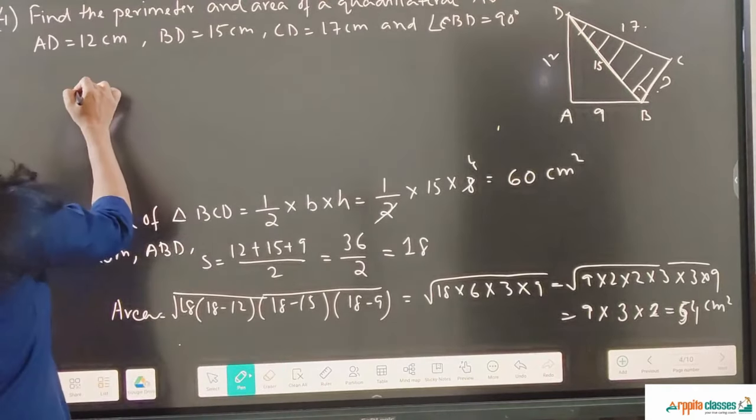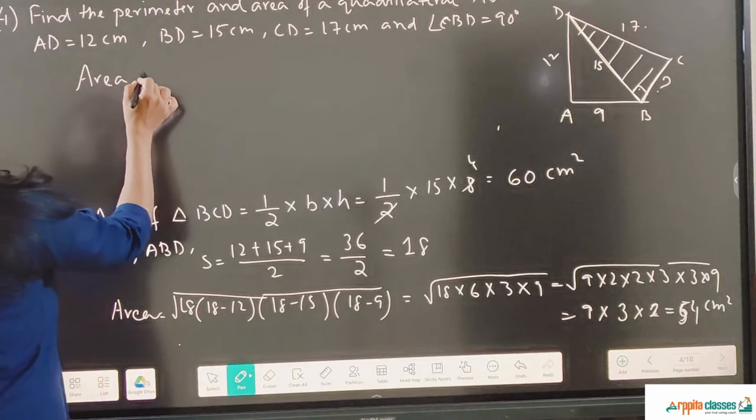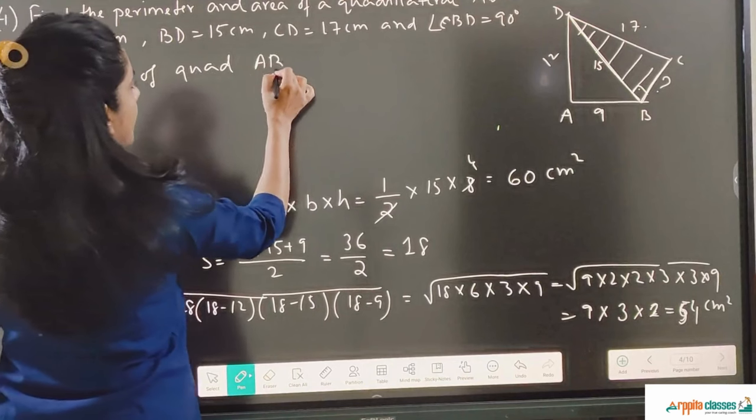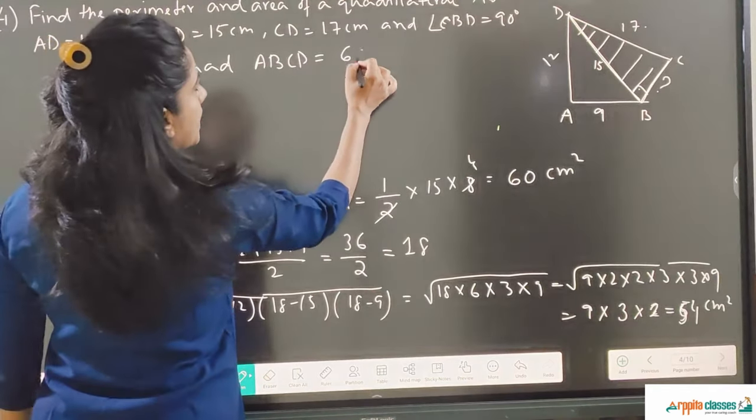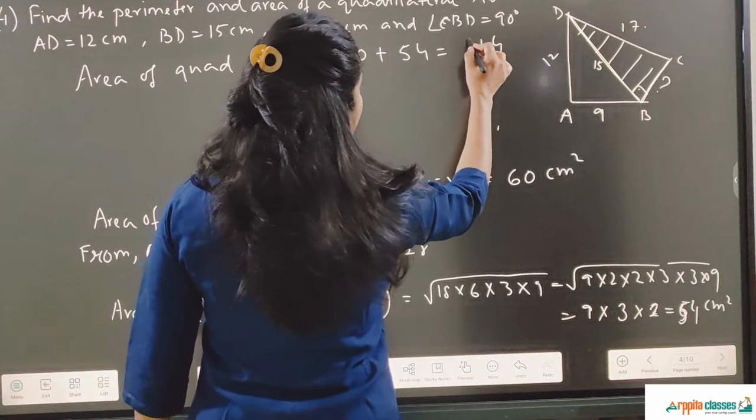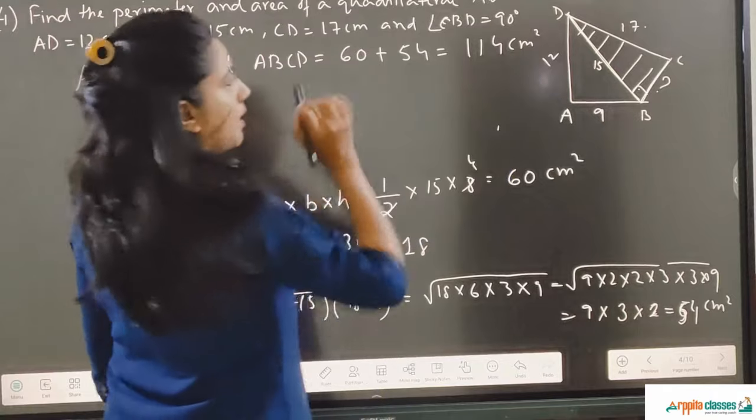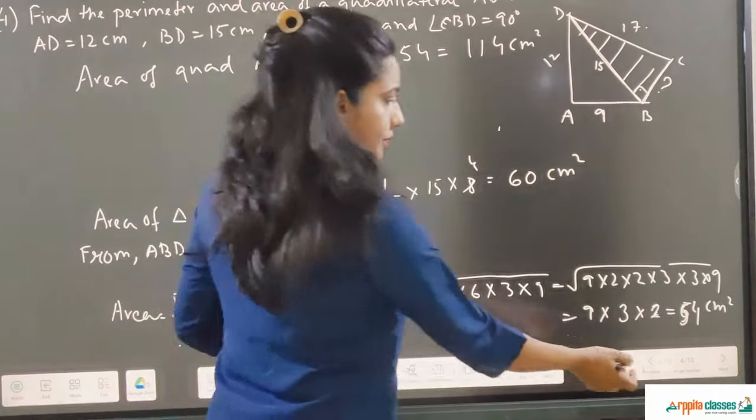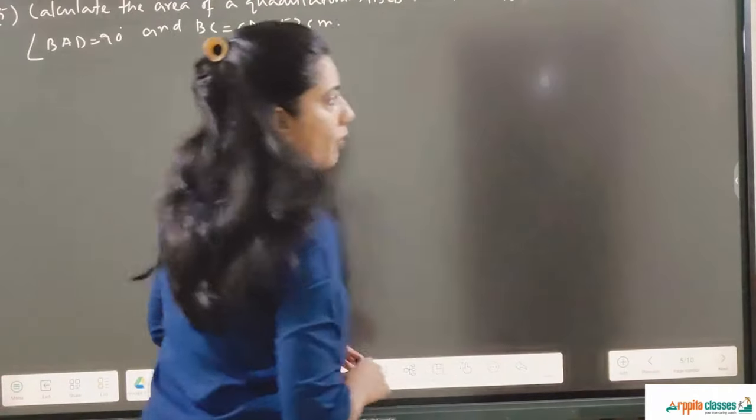Yes. So area of quadrilateral ABCD is equal to 60 plus 54, that is 114 centimeter square. So this is our final area of the quadrilateral ABCD. Okay, let us move on to the next question.